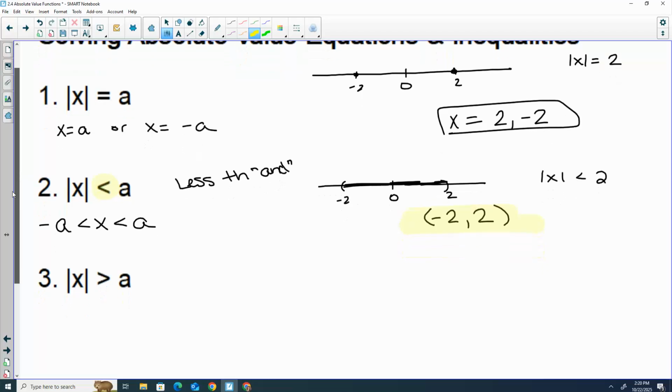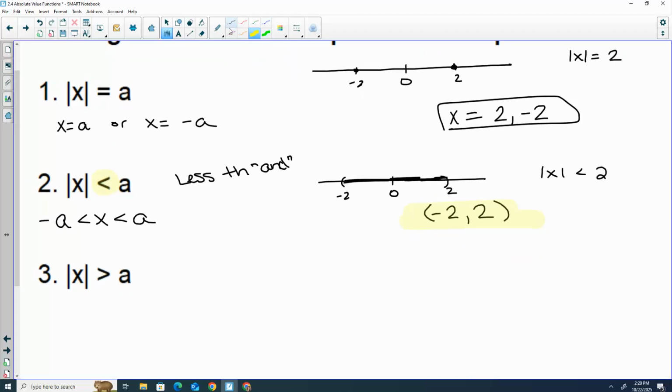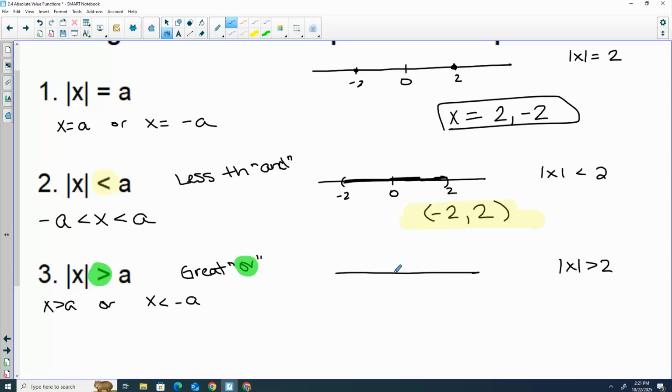When it is a greater than, so what we wrote down yesterday, x is greater than a or x is less than a negative a. I think what you were told in the past, this is like a great or. So those are or statements when you have a greater than. If I said the absolute value of x is greater than 2, that means I need everything that is more than 2 units from 0. So that would be everything bigger than 2 and everything smaller than -2.